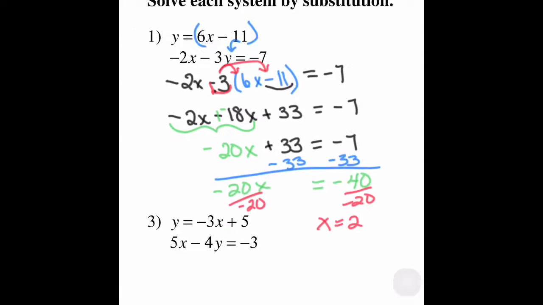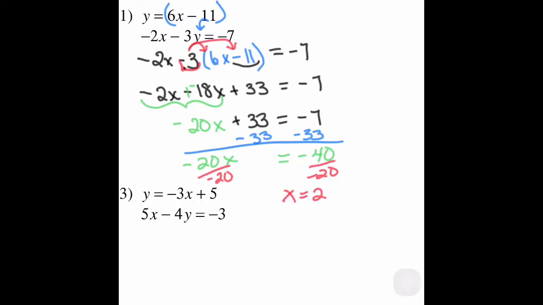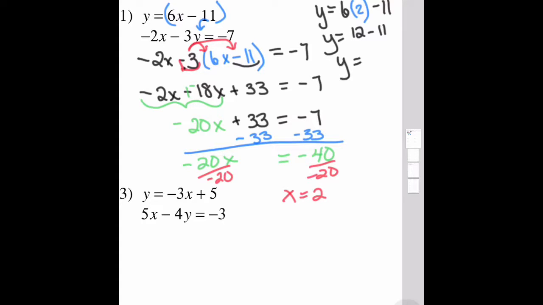Step 4 says I need to plug in my answer from the equation. That means I need to take this x equals 2 and plug it into my first equation, this x spot, to solve for y. I could do it here, but that would just require more steps. So now I have y equals 6 times 2 minus 11. Y equals 6 times 2 is 12, minus 11. Y equals 1. So my POI, my point of intersection for these 2 equations, is 2, 1.